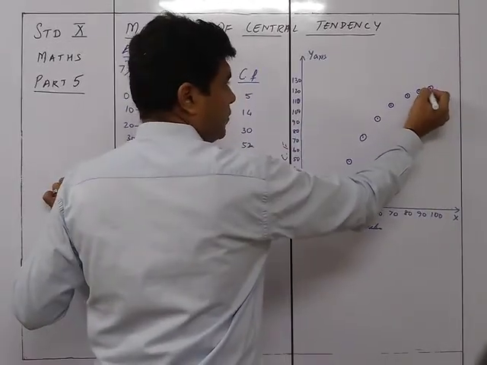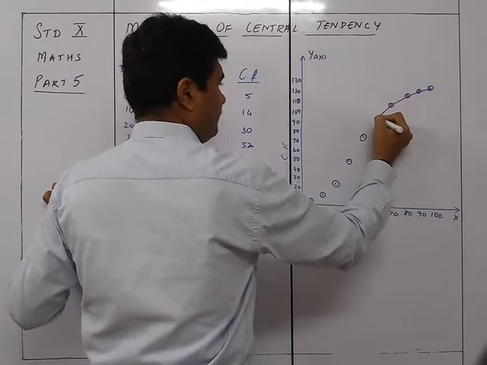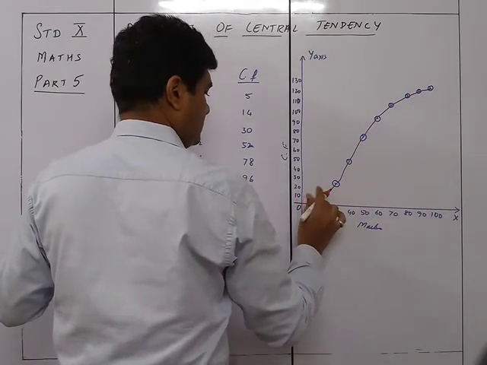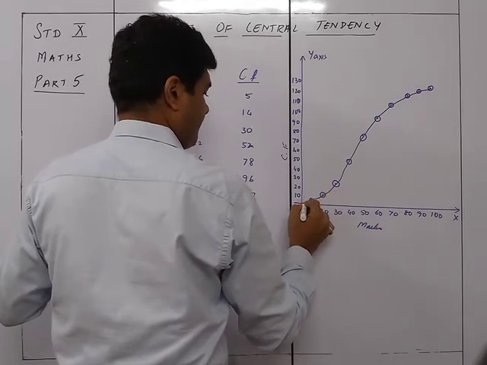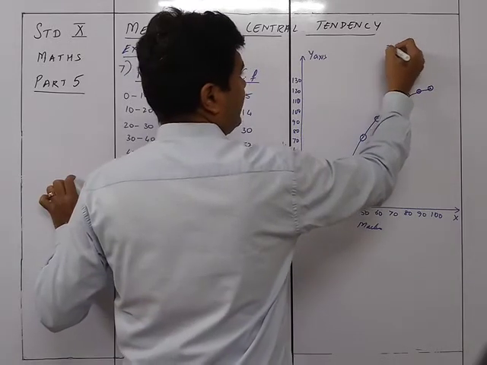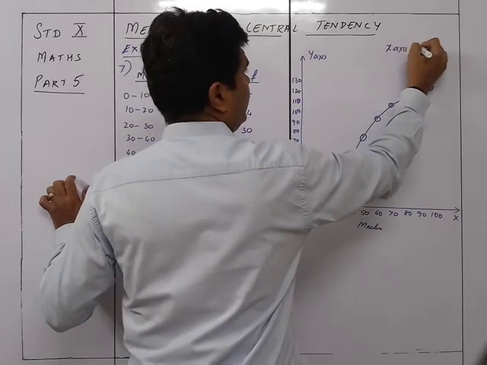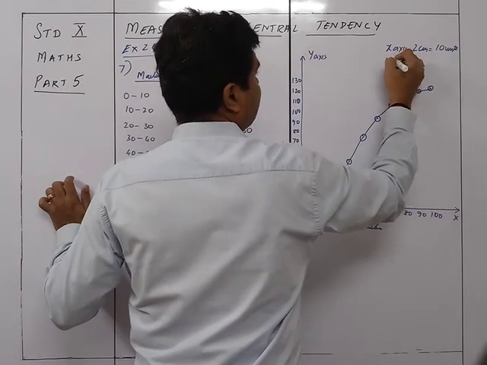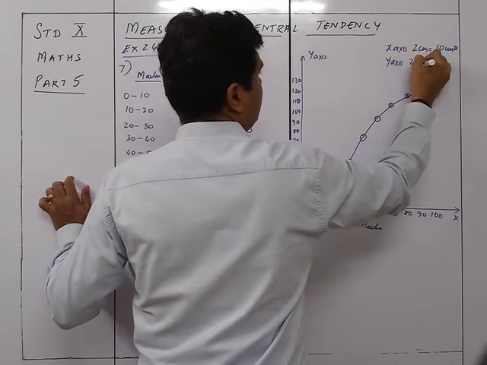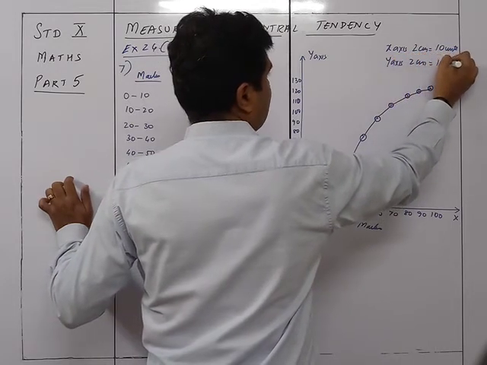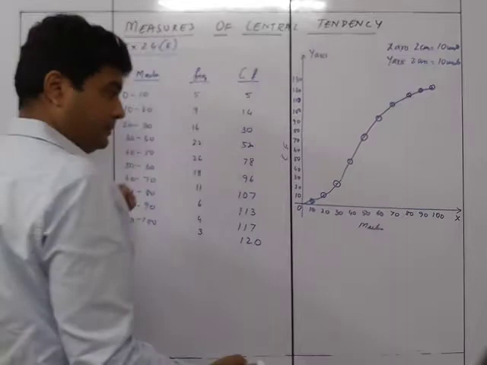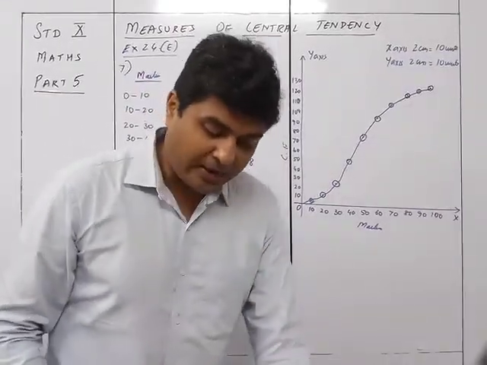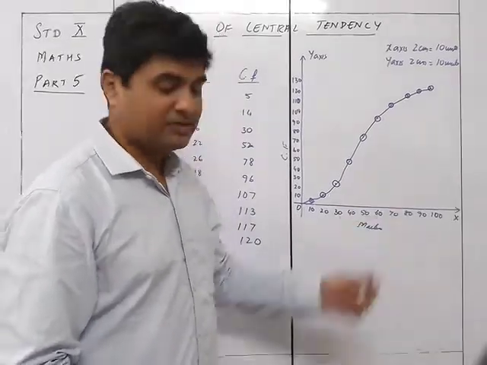So this is our required ogive, where on the x-axis 2 centimeter is equal to 10 units and on the y-axis 2 centimeter is equal to 10 units. Both are the same units, right? Now let's see what questions they are asking, because that's the important part, why we did this sum. Otherwise this was a simple sum.